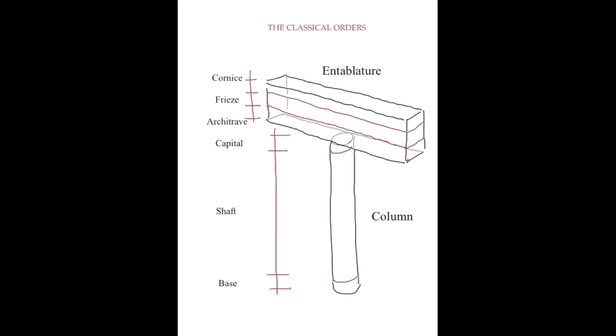So those are the two essential elements of a classical order, a column and an entablature, and the three parts of which each of those elements is composed: the capital, shaft, and base for the column, and the cornice, frieze, and architrave for the entablature.